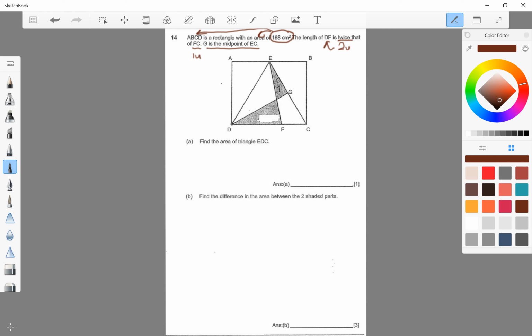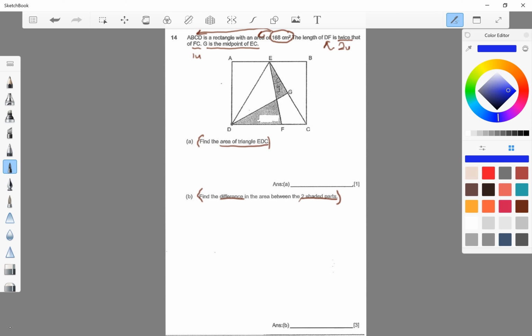So first part, find the area of triangle EDC. This is very easy, you will understand why later. And the second part is a bit more challenging because it requests for us to find the difference in the area between the two shaded parts. So we need to find the difference. So without further ado, let us find the area of triangle EDC.